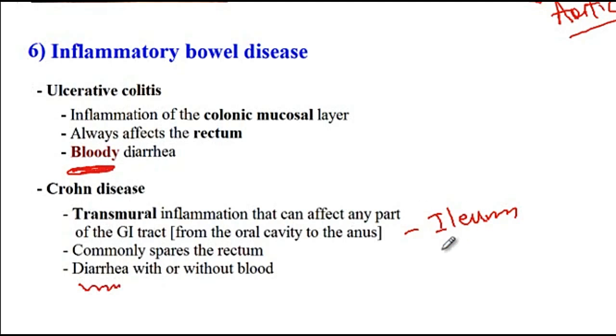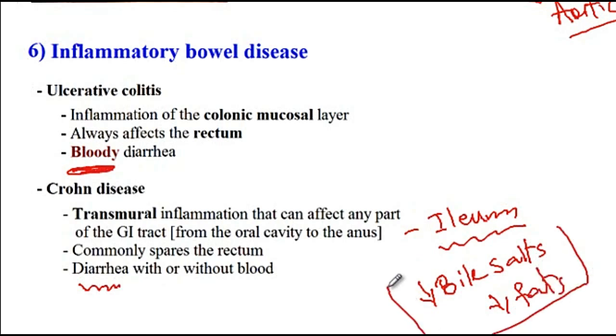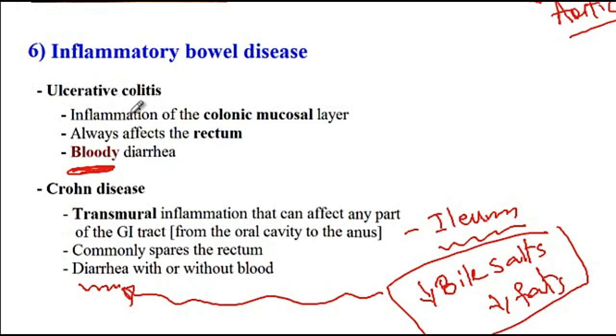So since Crohn's disease is affecting the ileum, as a consequence there is decreased absorption of bile salts as well as decreased absorption of fats, and therefore these factors can cause non-bloody diarrhea. While with ulcerative colitis there is mucosal inflammation and erosion that causes bloody diarrhea. And that concludes our discussion of the common causes of lower GI bleed.